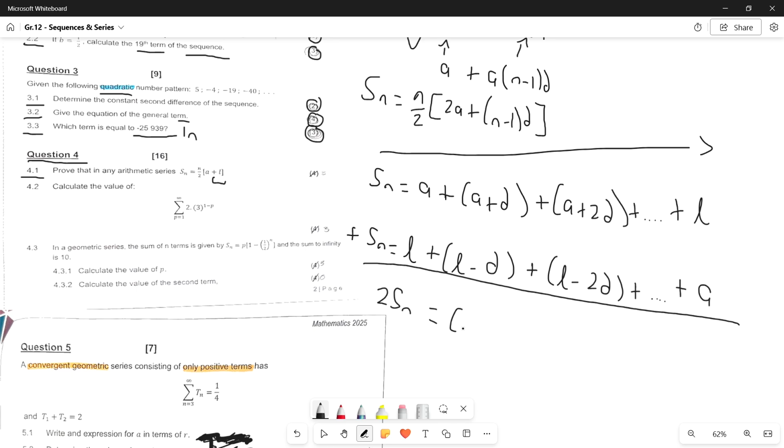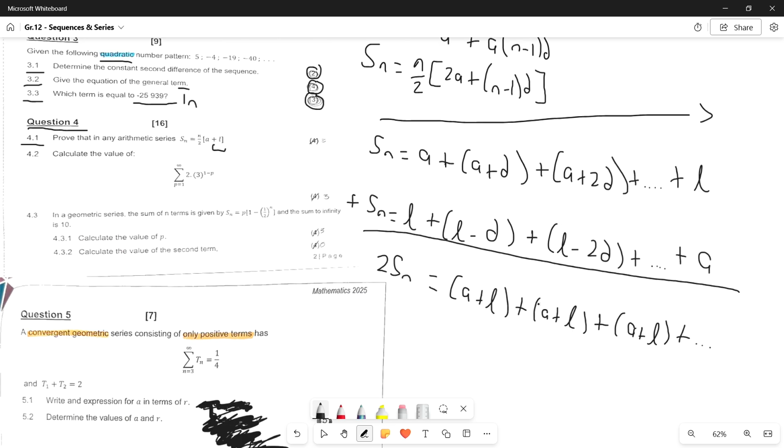So we have a plus l. And then as we can see over here, we have a plus d plus l minus d. But this positive d and this negative d cancel each other. And then we're left again with a plus l. And we can do this again over here where we will be left with plus a plus l, and all the way to the end where we will once again have a bracket of a plus l. Okay, which means this just goes on forever. All the differences cancel each other.